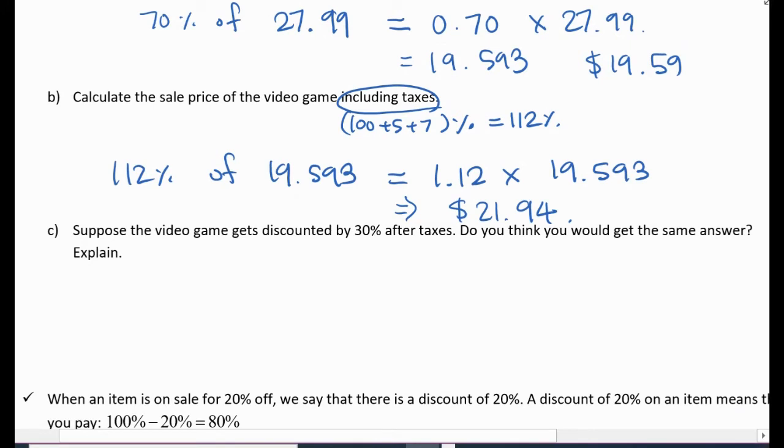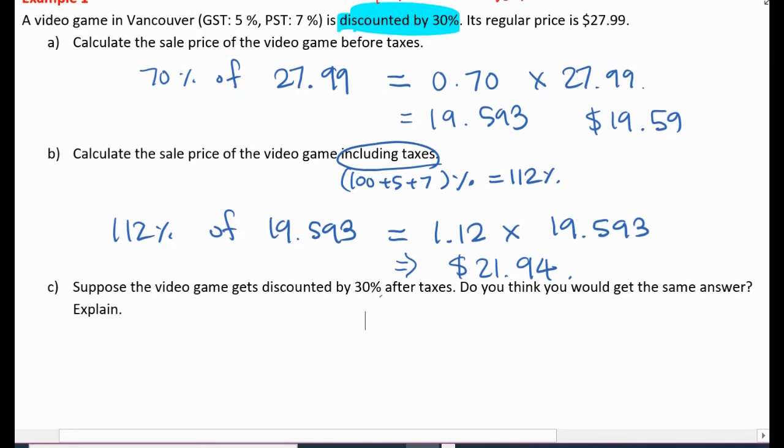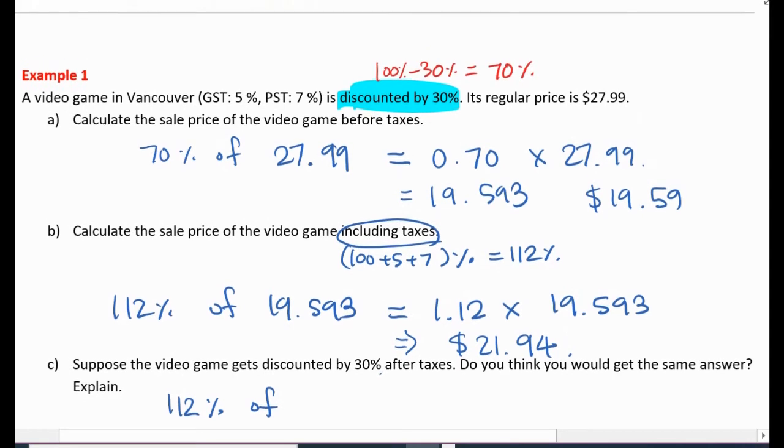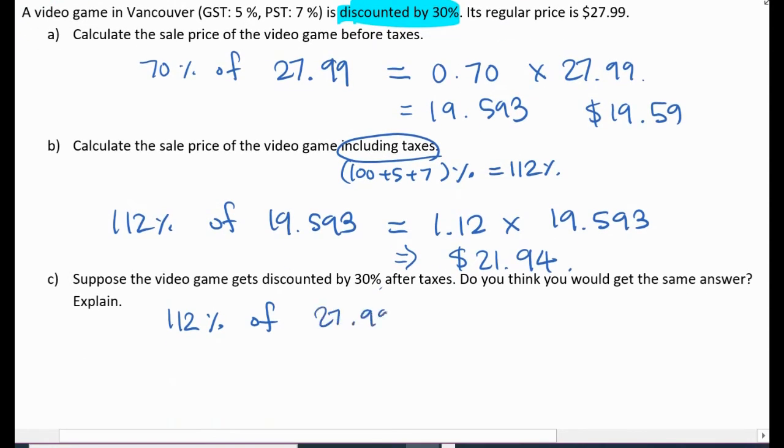Suppose the video game gets discounted 30% after taxes. So the question asks you to find the tax first and then discount. So basically, you find the price after tax. So 112% of 27.99, find that, and then you find 70% of that price. So do you think you would get the same answer?